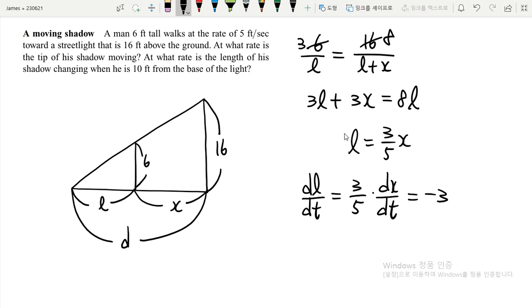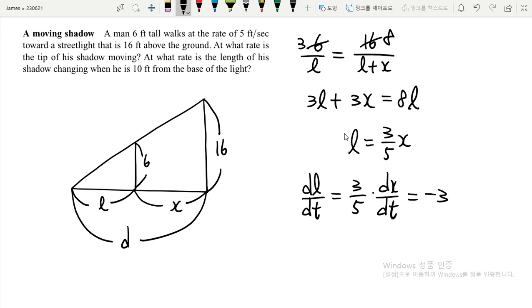Yeah. So the length of the shadow will be decreasing at a rate of 3 feet per second. Am I right? Yeah.